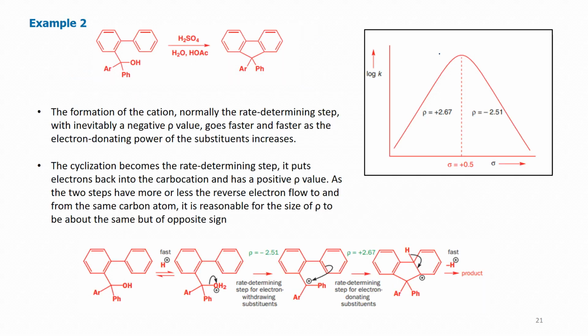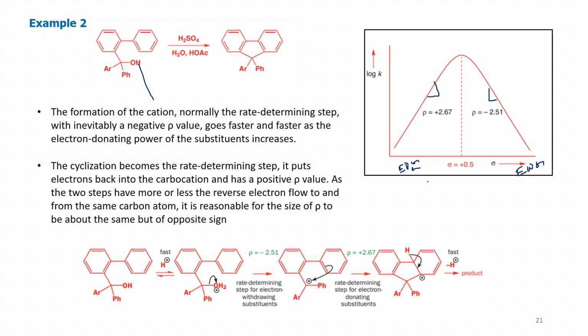This is another example where a deviation was observed. This is a cyclization type of reaction through a carbocation pathway. Here first this OH2 will leave and a carbocation will generate, and after that the cyclization will take place. You can see it is the reverse of the previous one: whenever there is an electron donating group, we get a positive rho value, whereas when the electron withdrawing group is there, we get a negative rho value.